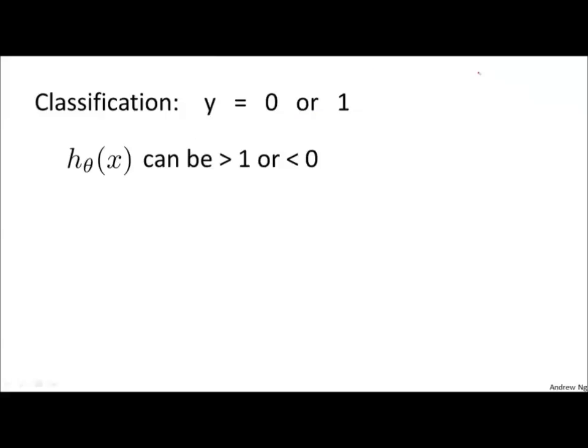Here's one other funny thing about what would happen if we were to use linear regression for a classification problem. For classification, we know that y is either 0 or 1, but if you are using linear regression, the hypothesis can output values that are much larger than 1 or less than 0, even if all of your training examples have labels y equals 0 or 1. And it seems kind of strange that even though we know that the labels should be 0 or 1, the algorithm can output values much larger than 1 or much smaller than 0.